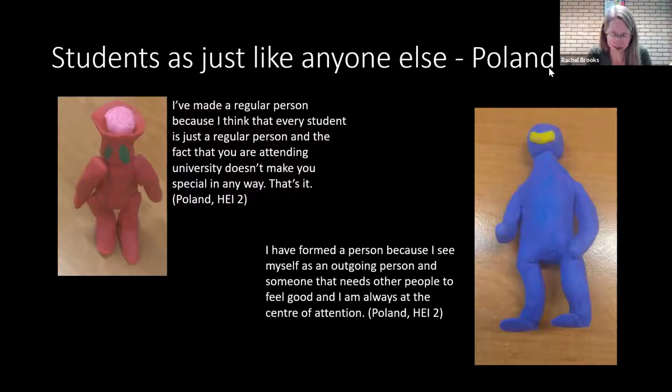Other students in the focus groups focused on particular characteristics they had, which had no obvious connection to being a student. An example of this is the model on the right, the blue one, where the student says, "I have formed a person because I see myself as an outgoing person and someone that needs other people to feel good, and I'm always at the centre of attention." Now, these kinds of comments were wholly absent from the focus groups in the other 5 countries, where typically all participants considered that there was something specific about being a student, even if the nature of this differed.